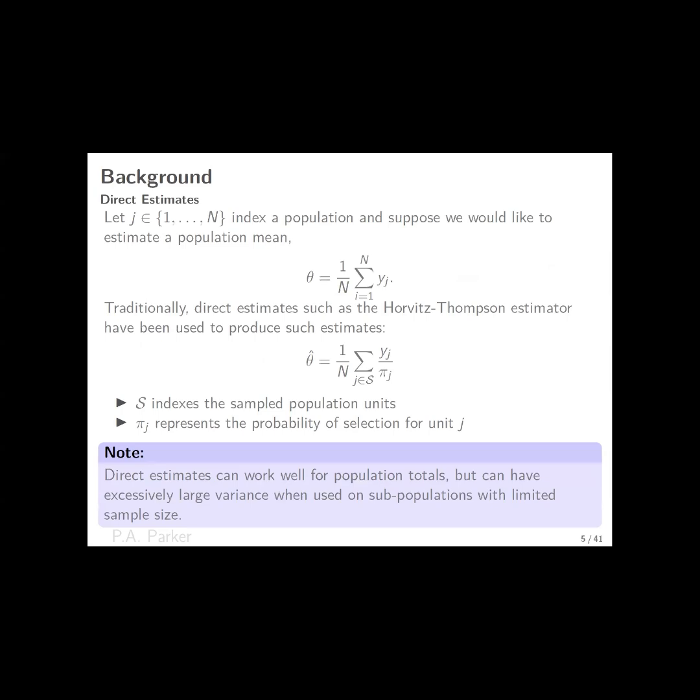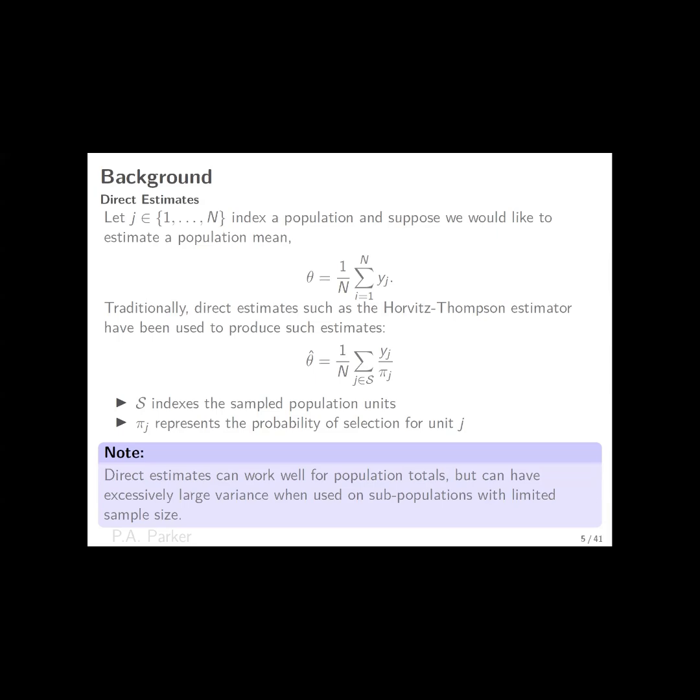So a little bit of notation here. Say we have some population enumerated by j, from 1 to n, our population size. If we're interested in estimating something like a population mean, say theta here, that's just 1 over n times the sum of all the y's in the population, right? If we had observations for the whole population, we could just calculate that immediately. There's nothing to really do there. But we don't. We typically have a survey, so only a subset of the population.